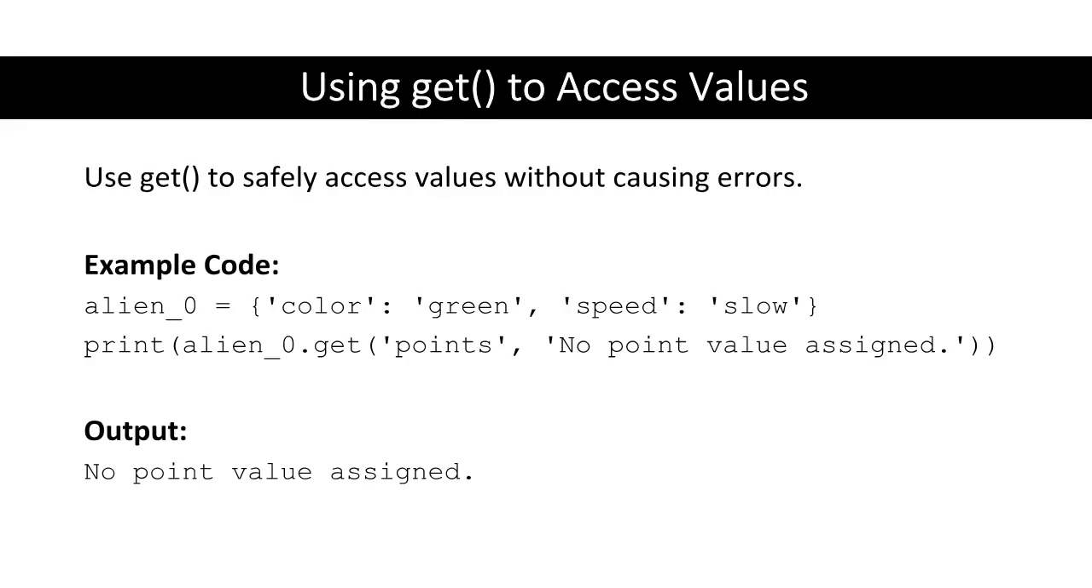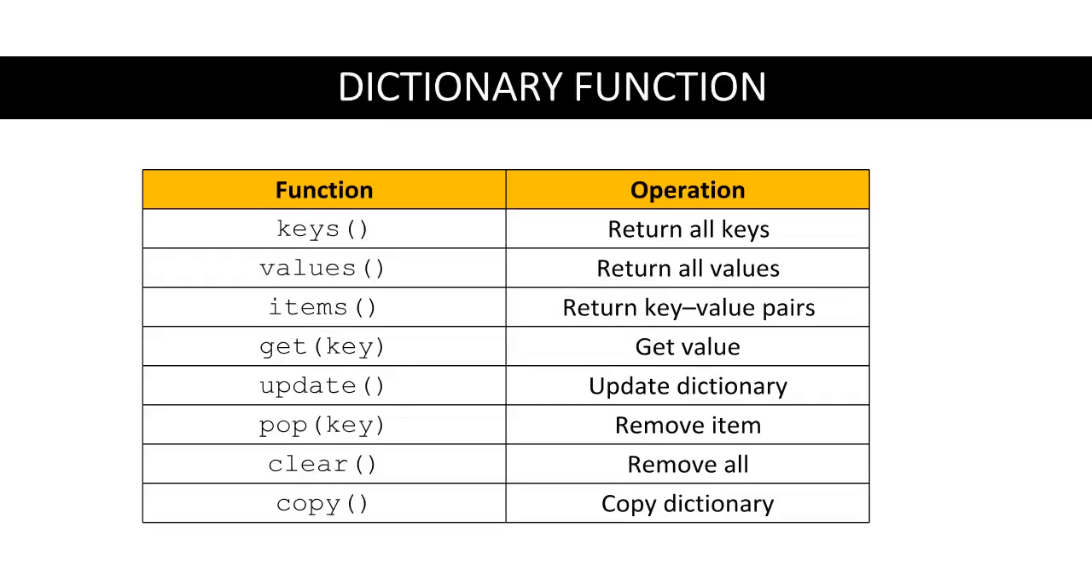Use get to safely access values without causing errors. Now, alien_0.get('points', 'No point value assigned'). Since the key points does not exist, Python returns the default message. Output: No point value assigned. This prevents program errors.